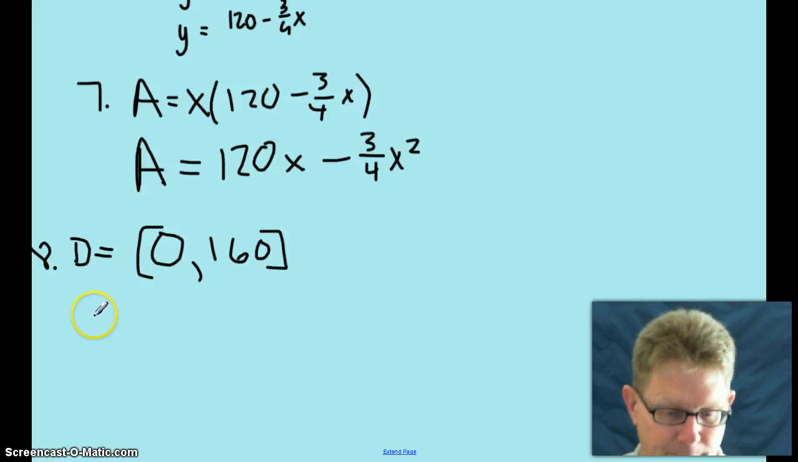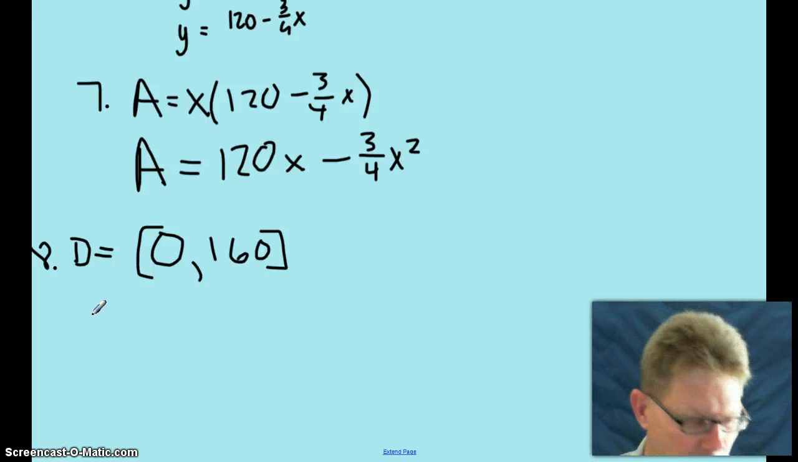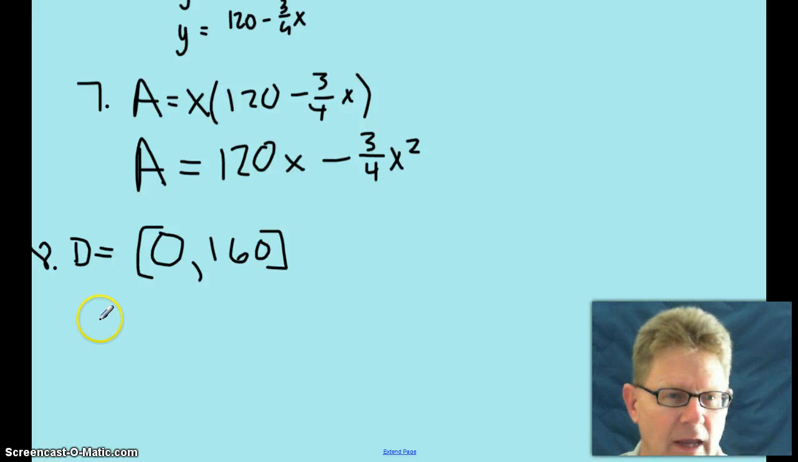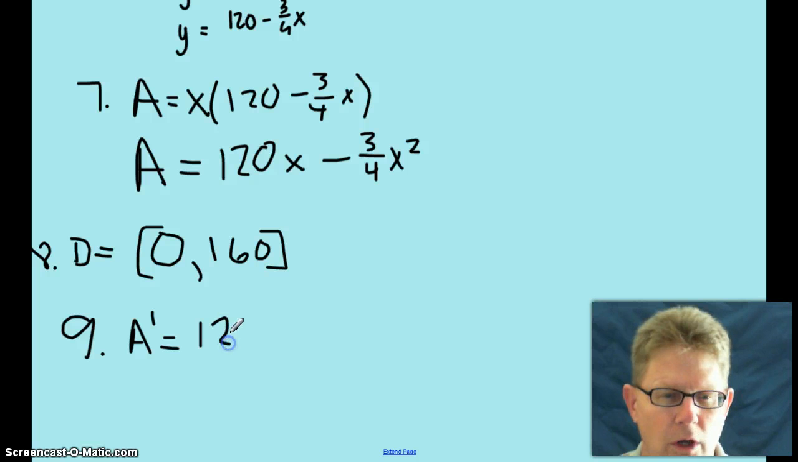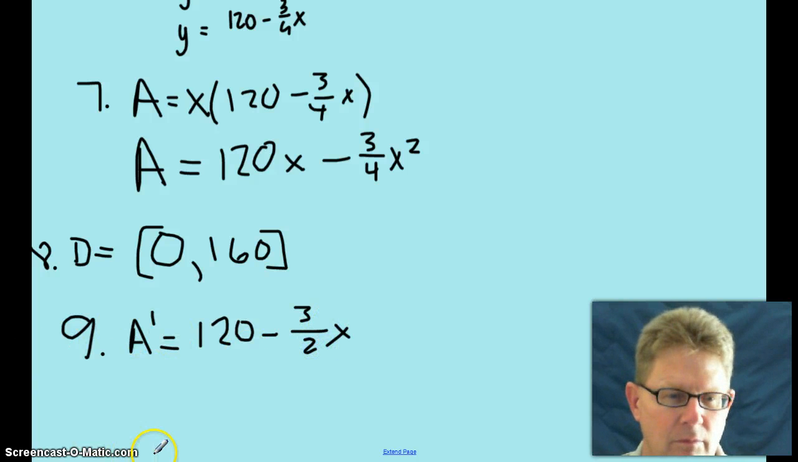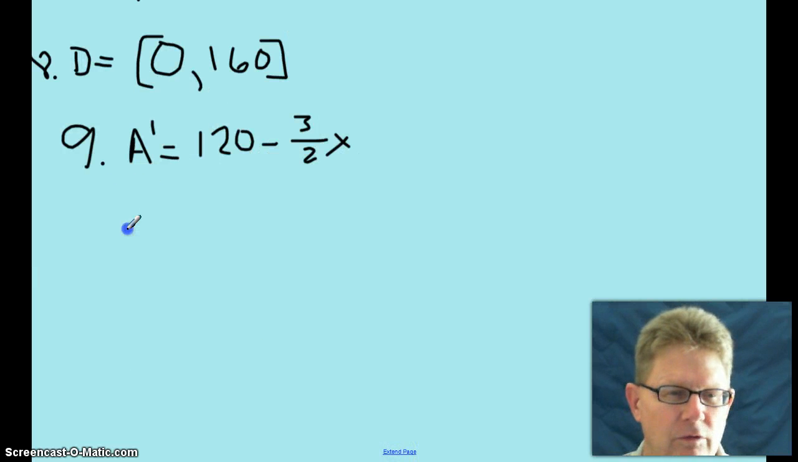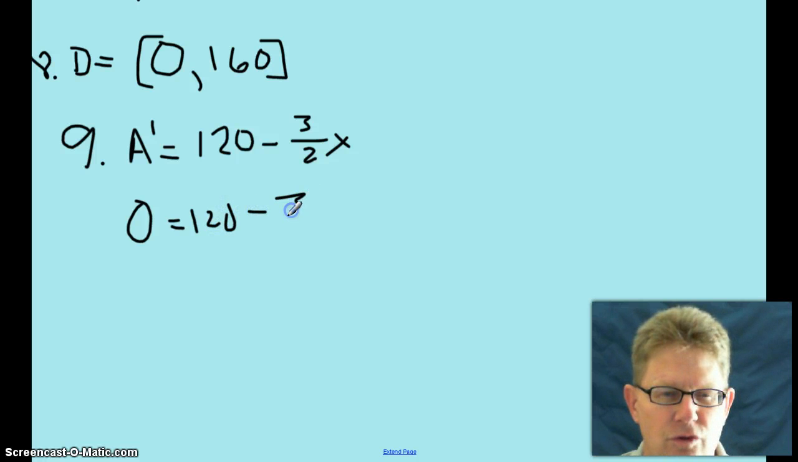Number 9. I think we're now ready to find out. Let's go ahead and take a derivative of the equation in number 7. So that would be A prime equals 120 minus 3/2 x. Okay, we'll set that derivative equal to 0. 120 minus 3/2 x, and not so easy to write with the mouse.